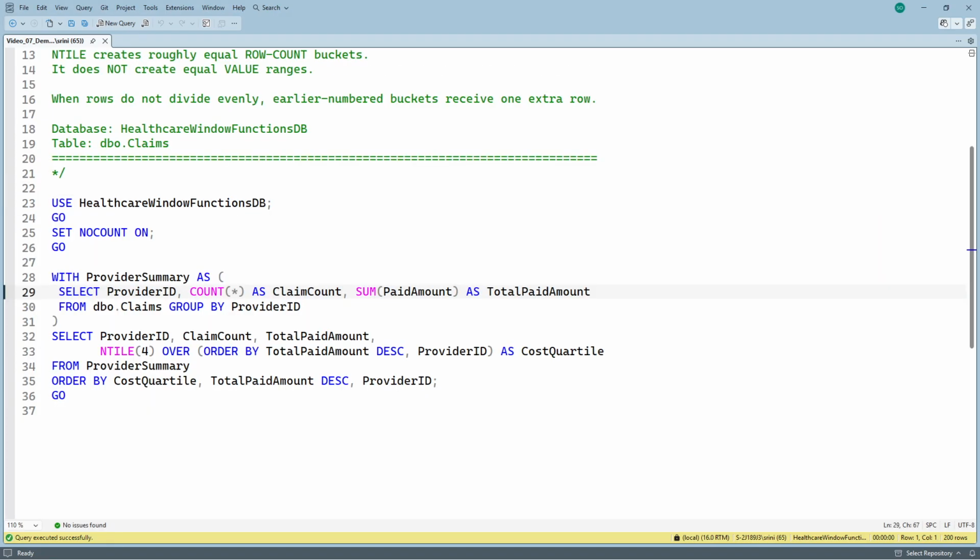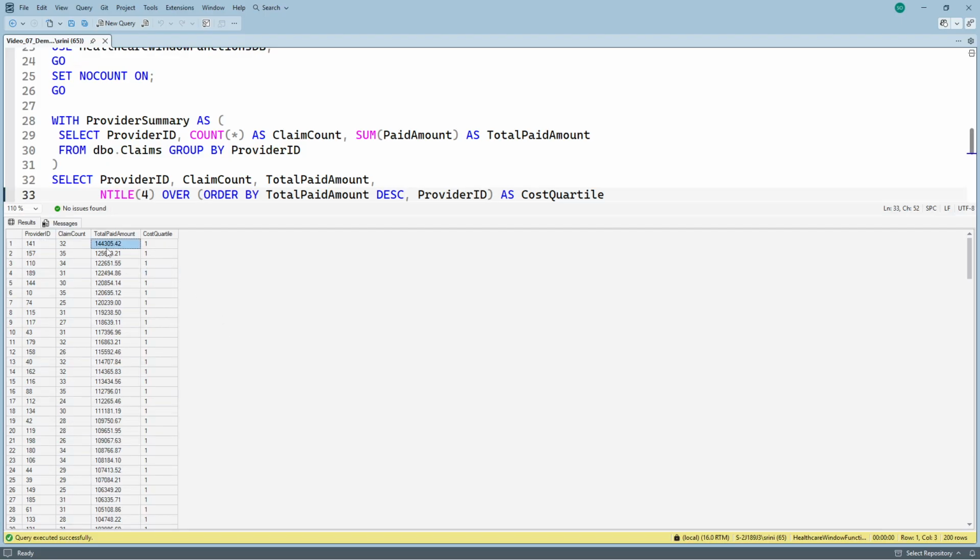Now we add NTILE 4. 4 means I want 4 buckets. ORDER BY inside OVER is still doing the important business work. Because total paid amount is descending, the highest cost providers arrive first. NTILE walks through the ordered set and assigns bucket numbers 1 through 4. Bucket 1 is the first chunk of the ordered provider list, so the design represents the highest cost quartile. Notice that NTILE is not asking how far apart the dollar amounts are. It is distributing rows across the buckets.